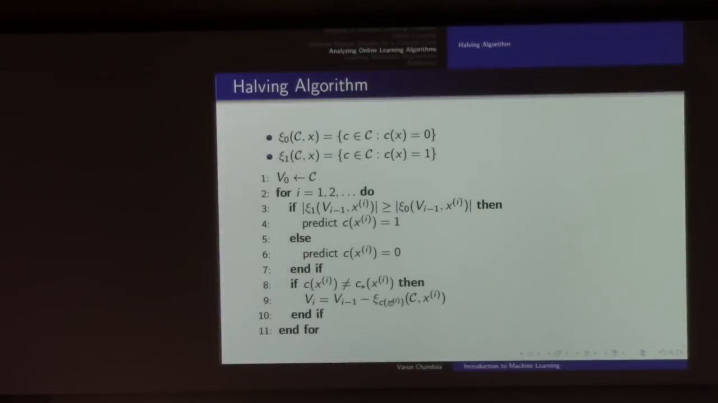So for example, let's say it has made a mistake. It means that the majority set was wrong. So it tosses all the hypotheses that are in that majority set from your V. So now your V becomes smaller, and it keeps going.